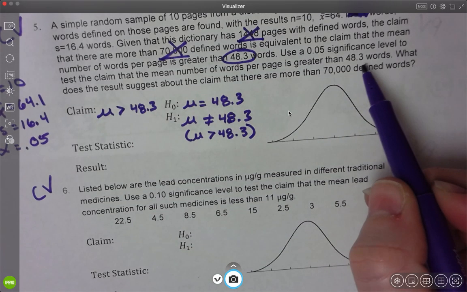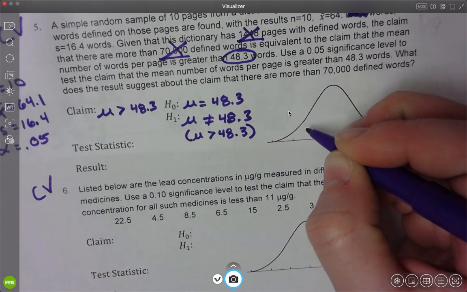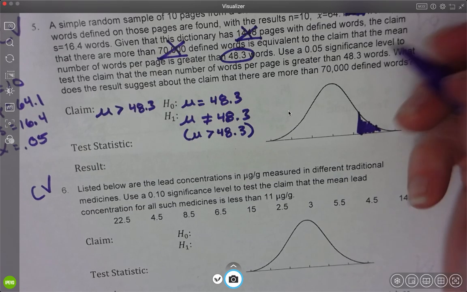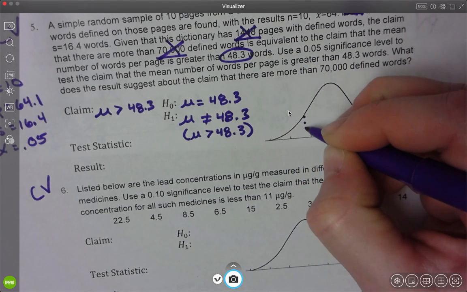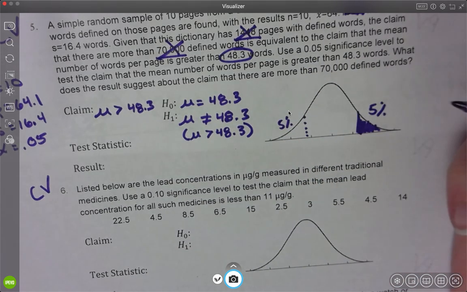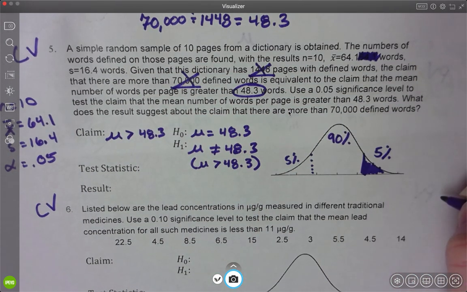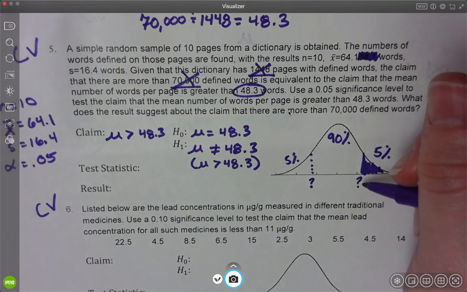Greater than 48.3, what does the result suggest about the claim that there are more than 70,000 defined words? Okay, so let's figure this out. Greater than means we're doing one tail. And what percent will be in that tail? We're going to devote all 5% to there. And then there's going to be like an imaginary 5% over here, which means that we have 90% in the middle. All right, now we need to figure out, since we're doing the critical value method, we're not doing a 0% and a 100%. We actually need to figure out where this cutoff point is and this cutoff point. Really just this one, because that's all that we're concerned about, is the right side tail.